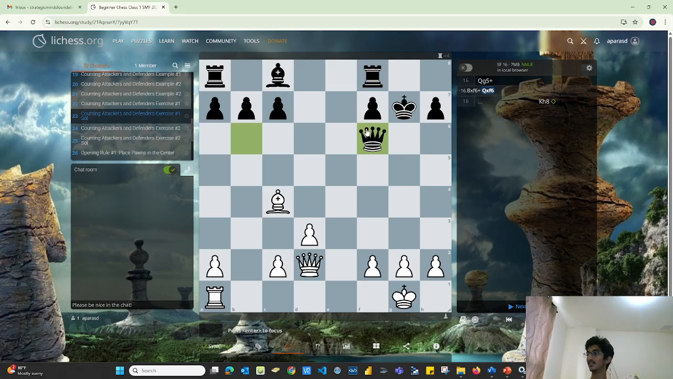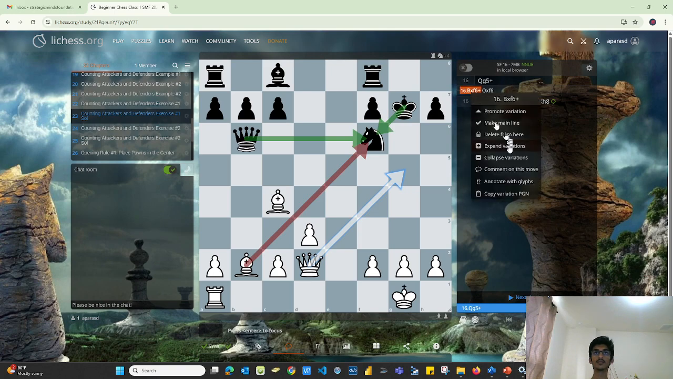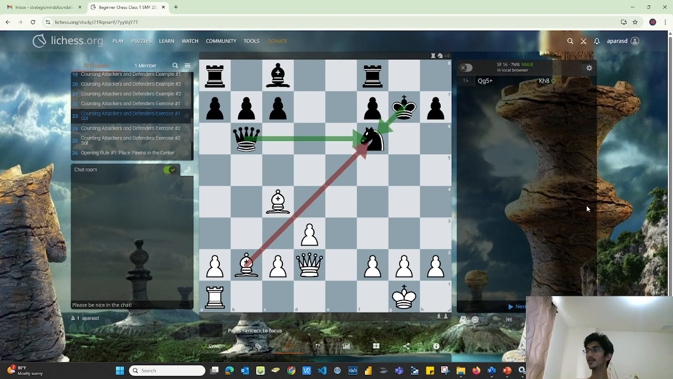Does it make sense? Okay, but something that we can do to make it good for us, where we have more attackers than defenders, is that we can play this move. What this move does is that the black king has to move because he's in check and he can't block the check, nor can he capture the queen. So he has to move over here.